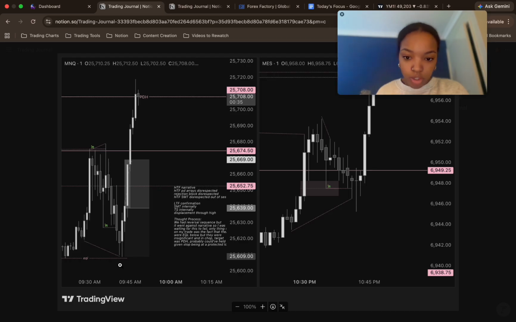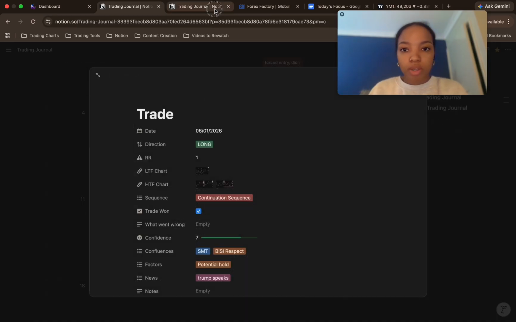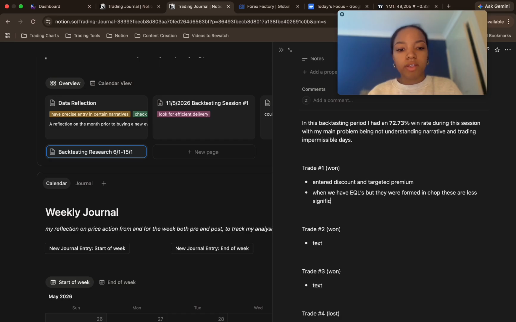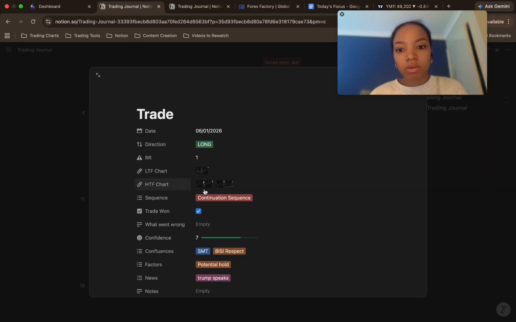We had equal lows just below, but it was in chop. So I remember this, when we have equal lows but they were formed in chop, these are less significant draws to target or to miss trades based off. So I was going to consider not taking this trade because there were those equal lows, but they were made in chop.